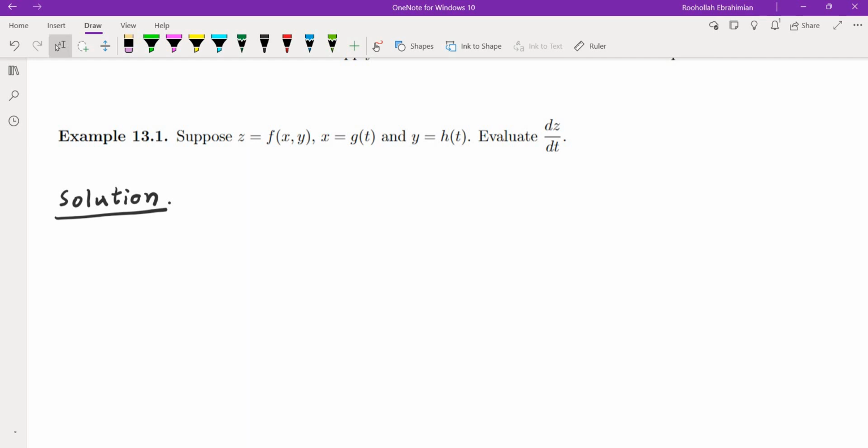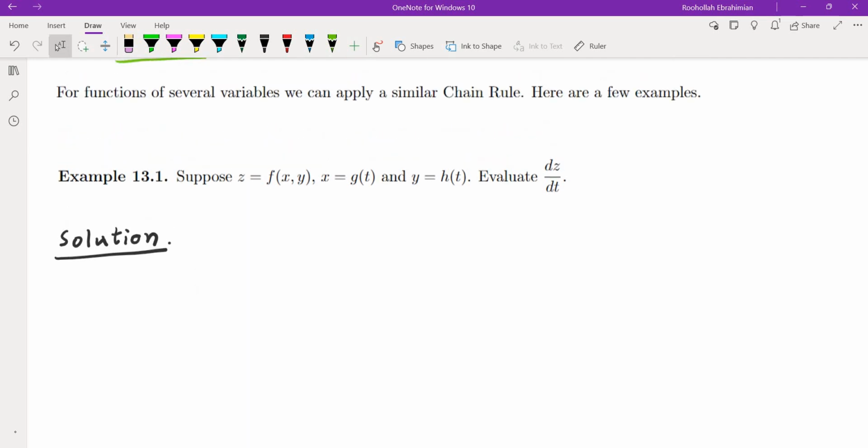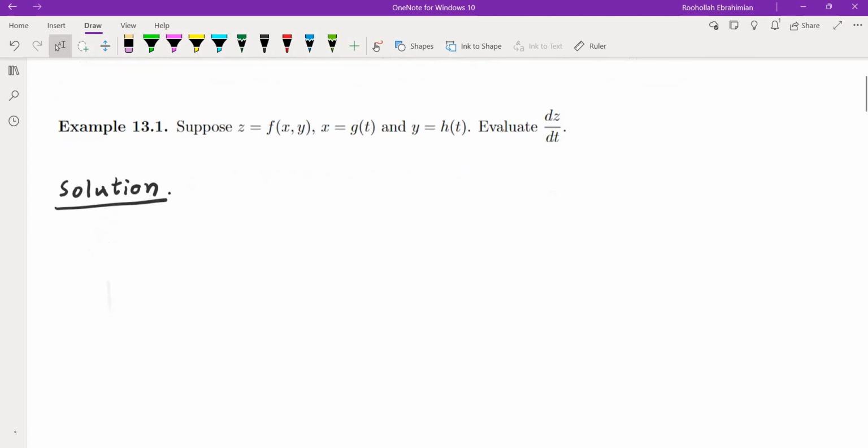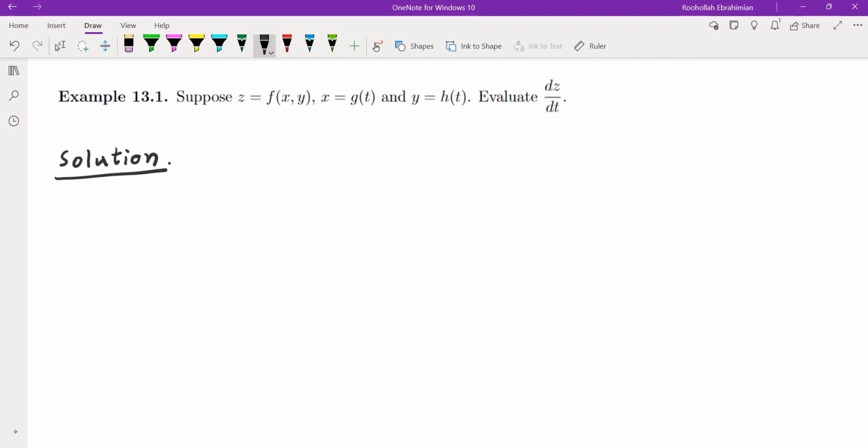Okay, so suppose z equals f of x, y, and x equals g of t and y equals h of t. We want to evaluate the derivative of z with respect to t. So the first thing we're going to do when we apply the chain rule is we're going to draw a diagram. z is a function of x and y, and each of these are functions of t.